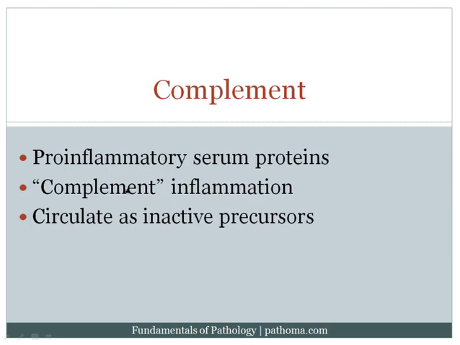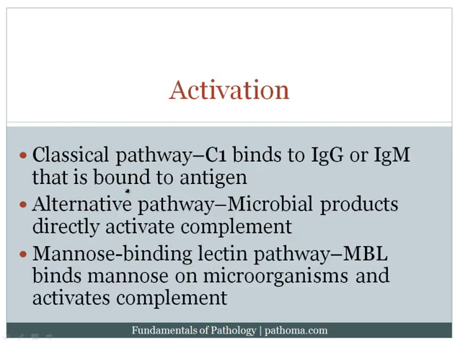The next group of proteins that are important in acute inflammation is complement. This is a group of pro-inflammatory serum proteins that complement inflammation. They assist inflammation. They help inflammation. We're all familiar with the fact that complement circulates as inactive precursors, and these precursors must be activated for the complement system to then produce its effect. The activation of the complement system occurs by three particular pathways.